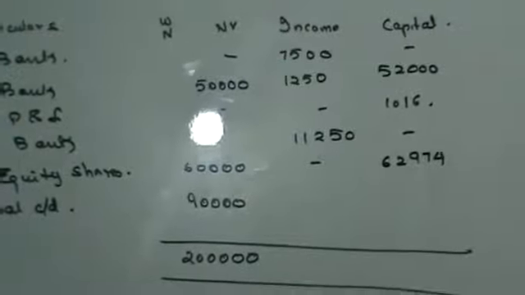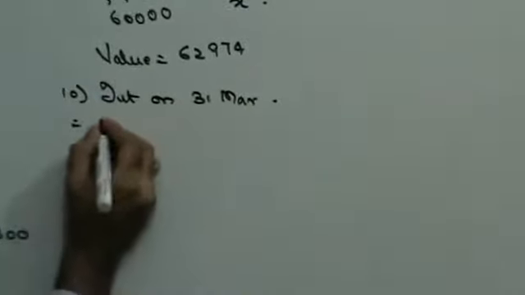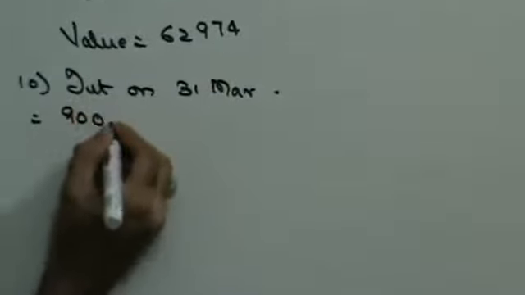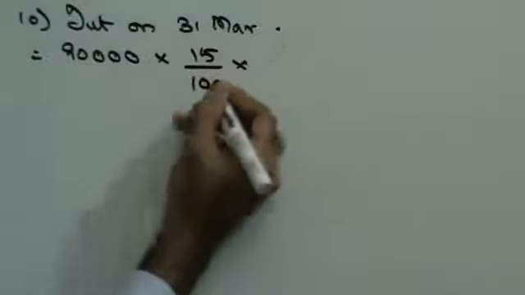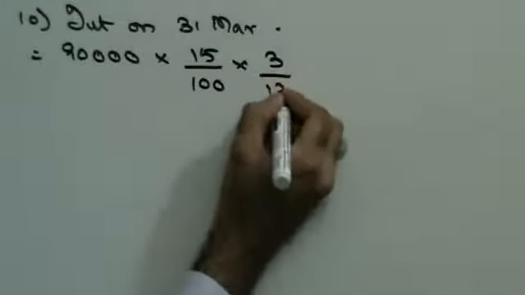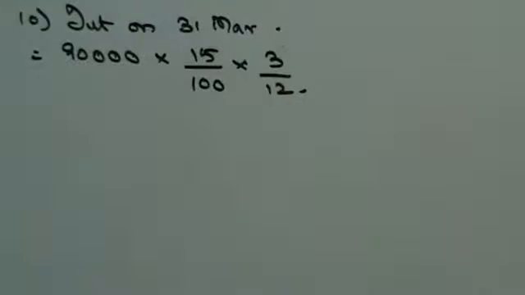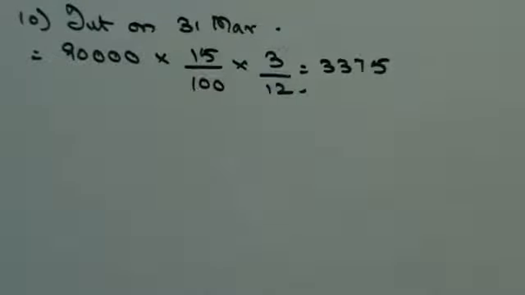Now the calculation of this interest should be very interesting. Let's calculate the interest on 31st March. You have 90,000 as the value. These are 15% debentures. For how many months? You have already done up to 31st December, so for 3 months. This is going to be 3375. This is the debenture that I have in hand. What about the debenture that has been transferred?